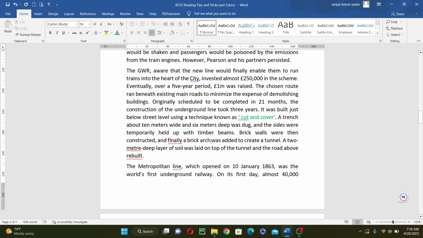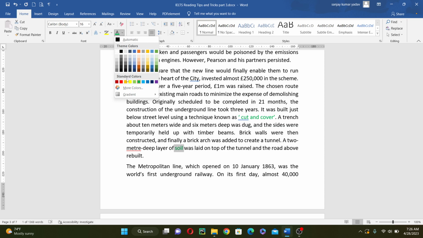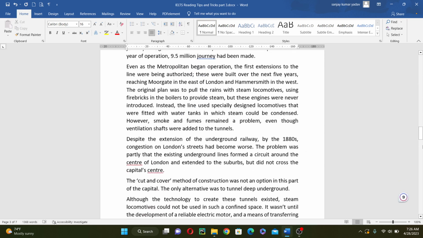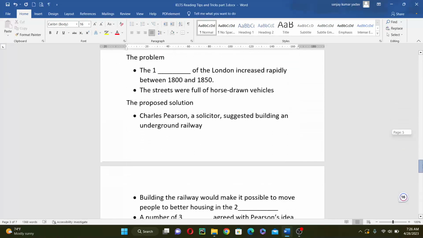Okay, arc. Here comes the word arc, was added to create a tunnel. A 2-meter deep layer of soil was laid on top of the tunnel and road above. So what is the answer? Well, definitely the soil. See, it has been covered with the soil. Soil. Okay, so this is your answer. See, in this way you have to find the answer, guys.